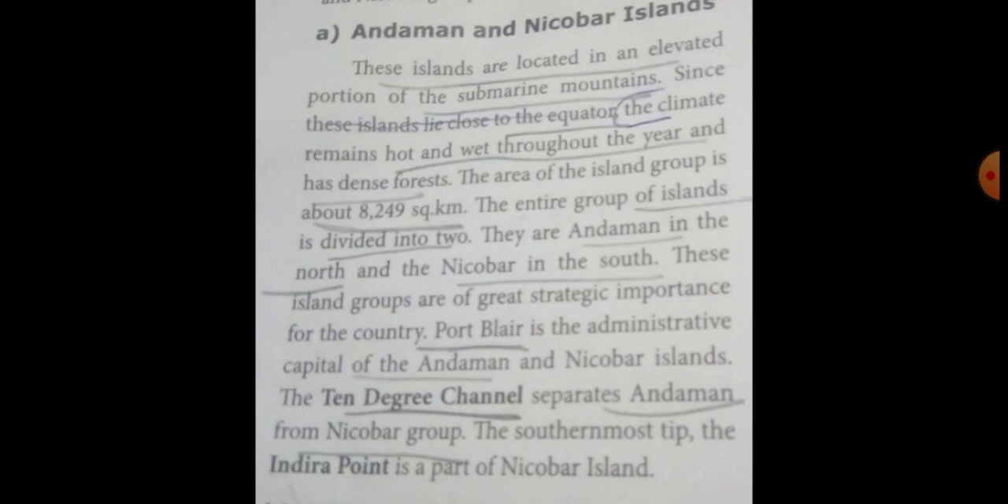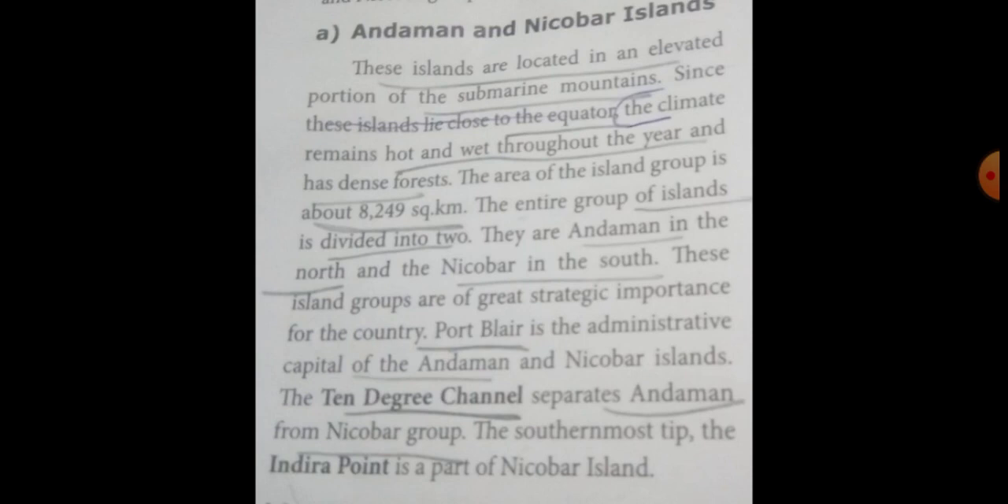What are the two divisions of Indian islands? Andaman and Nicobar Islands and Lakshadweep. Andaman and Nicobar Islands are located on submarine mountains. The climate of this island is hot and wet throughout the year. The total area of this island is 8,249 square kilometer.